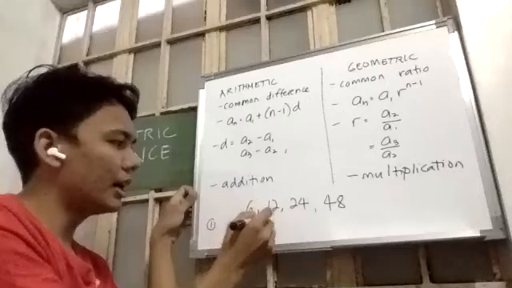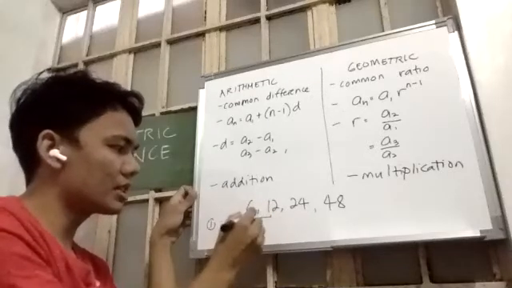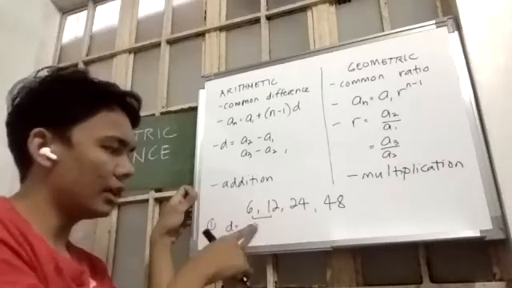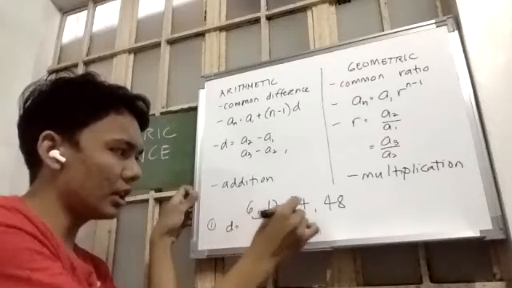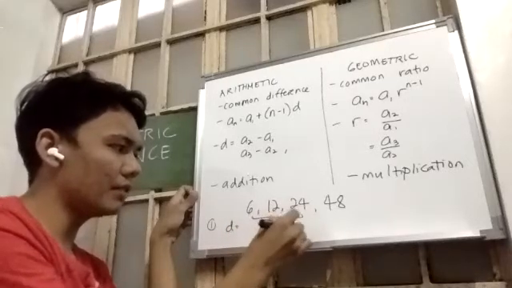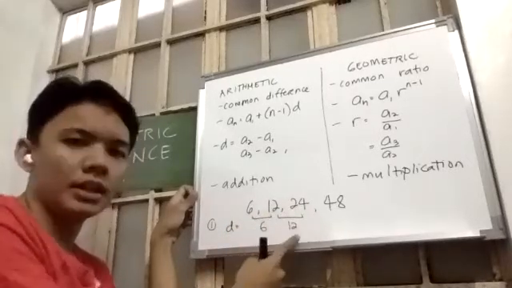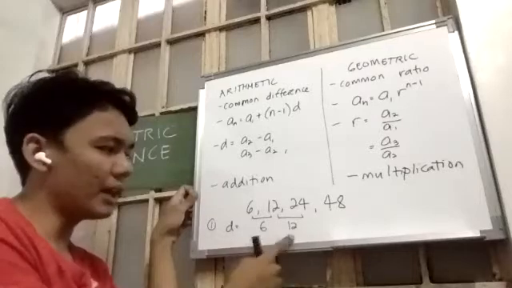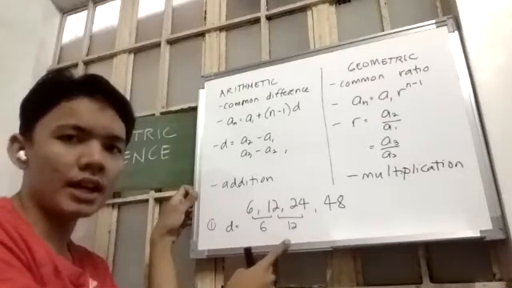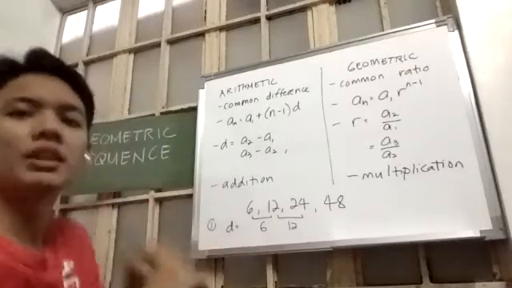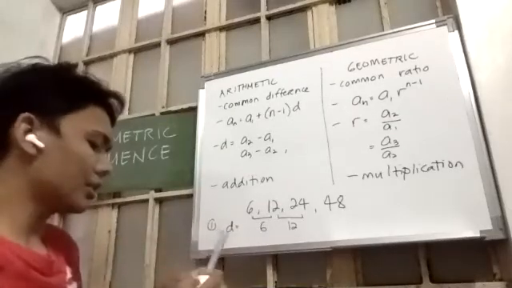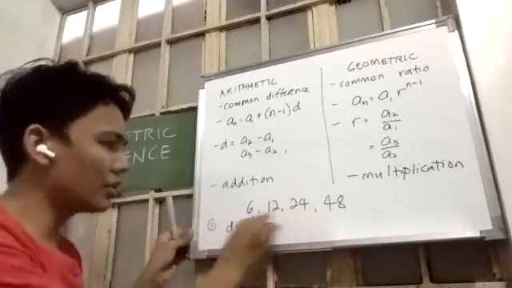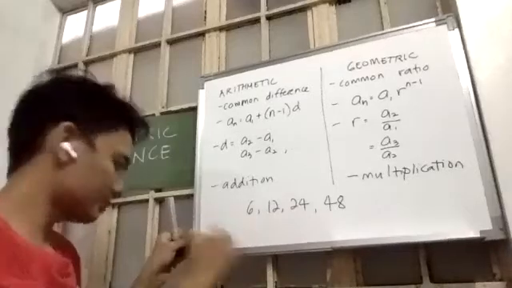So, we have, ang common difference ni 12 minus 6. D muna tayo, D. 12 minus 6 is 6. So, pagdating kay 24 minus 12, naging 12 na siya. So, dun pa lang, hindi na siya arithmetic kasi hindi na parehas yung naging common difference nila. Or hindi common yung kanilang difference. So, X ka na kagad kay arithmetic nun. Ngayon, i-check mo na ngayon siya kung siya ay geometric.